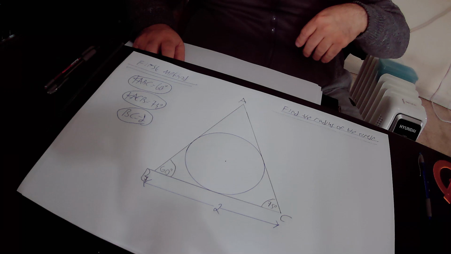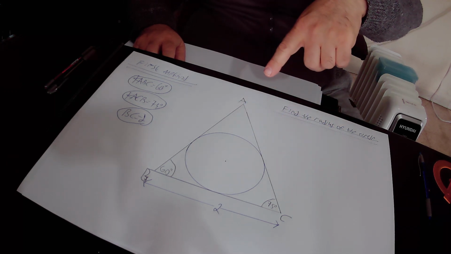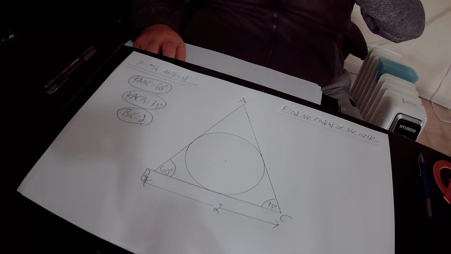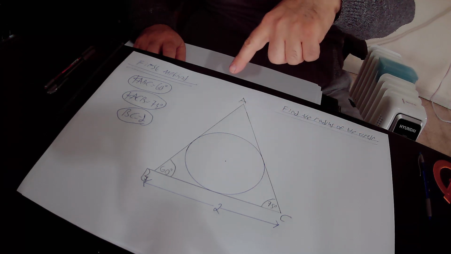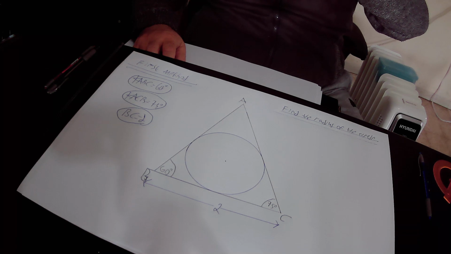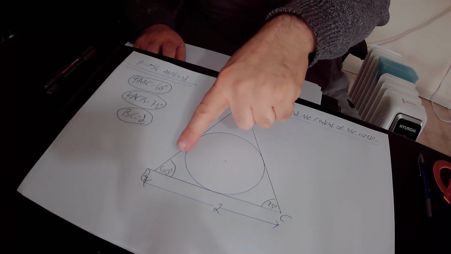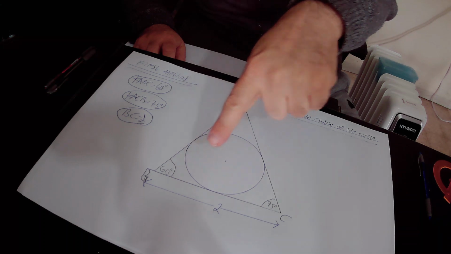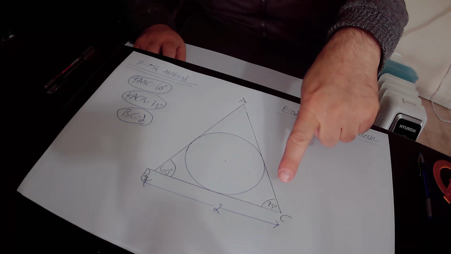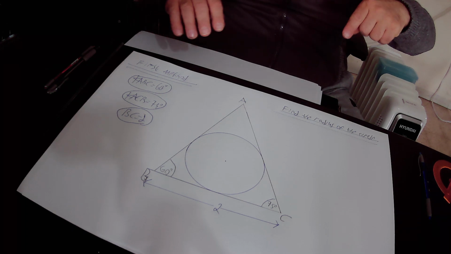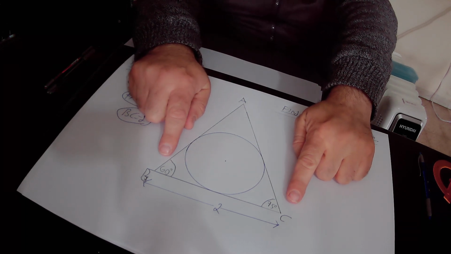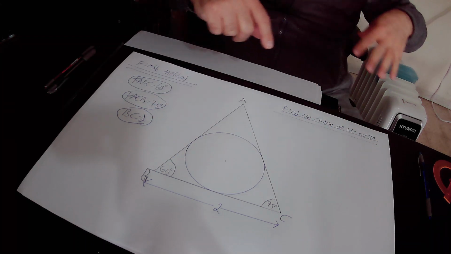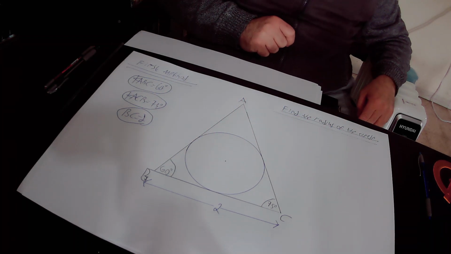Now in this lecture we'll find out the radius of the circle using two different methods. In the drawing we have triangle ABC that is inscribed in this circle, and we know that angle ABC equals 60 degrees, and angle ACB equals 75 degrees. In addition, we know that side BC of this triangle ABC equals 2 units in length. Again, our mission is to find the radius of this circle.